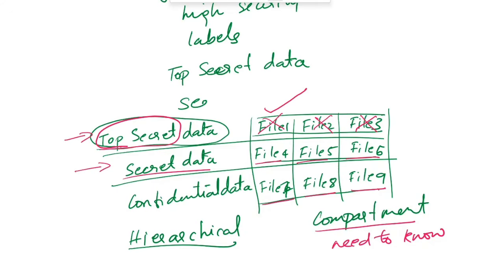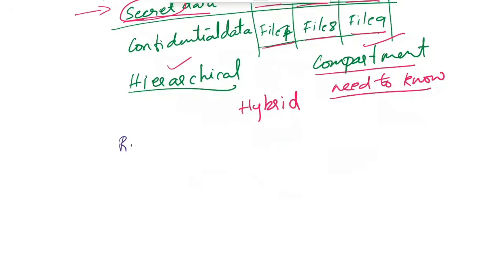File 2 and 3 are not visible to you. If you have secret clearance, then maybe according to your job you're required to access only file 5, and 4 and 6 are not required. So that is how it enforces the need-to-know principle. There is a hybrid model as well. This is a combination of both hierarchical and compartmentalized concepts. There is another non-DAC model, called risk-based access control.